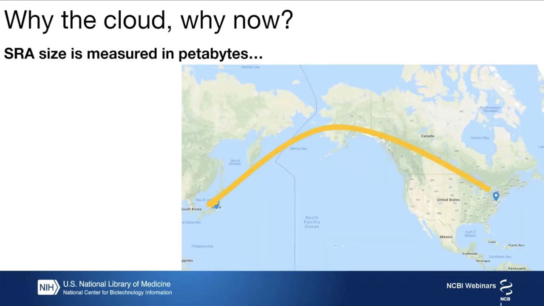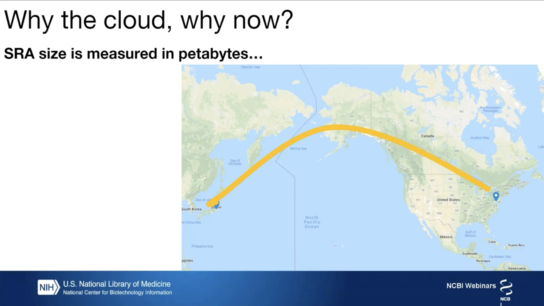So why did we move to the cloud? Why did we do it 12 years after we started? Well, SRA has been growing exponentially year to year. And at this point, we are over 14 petabytes of data. And we have over 25 petabytes of user-submitted files that we can share with the scientific community. And this is a lot of data.